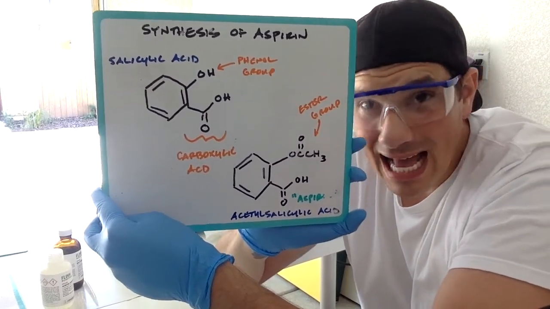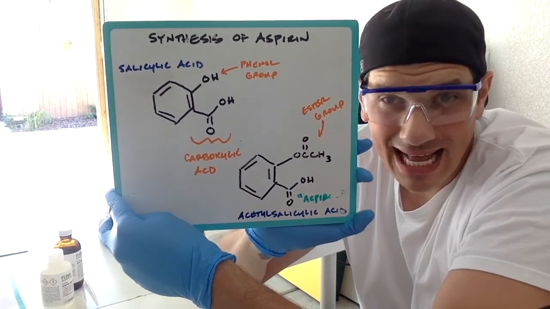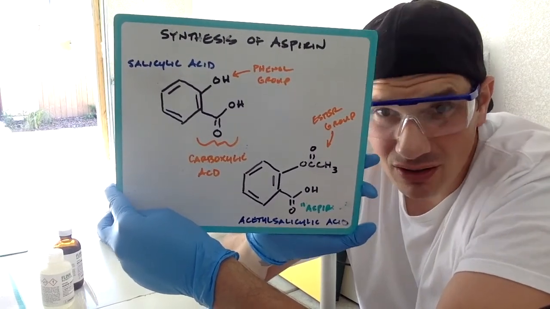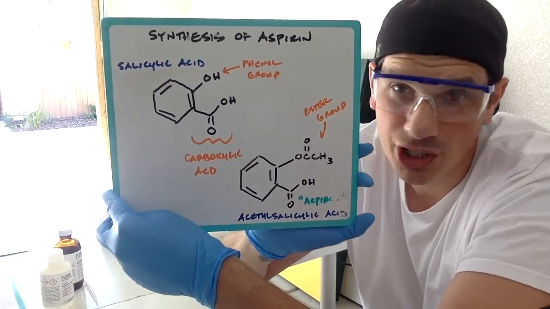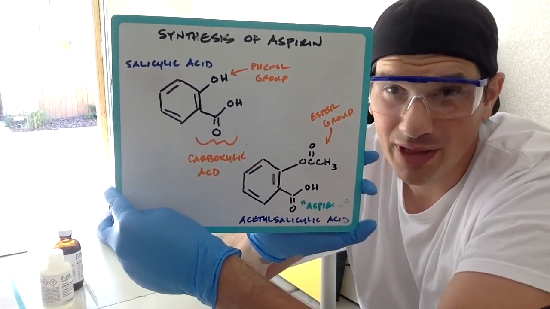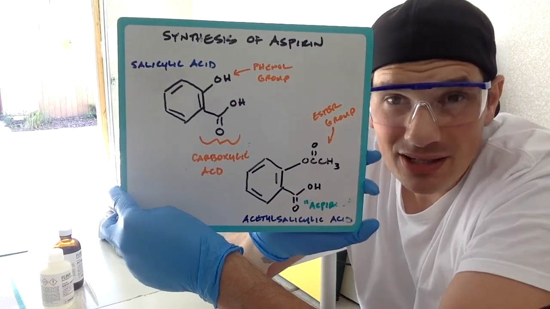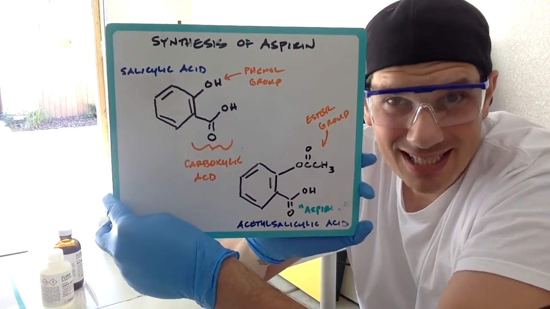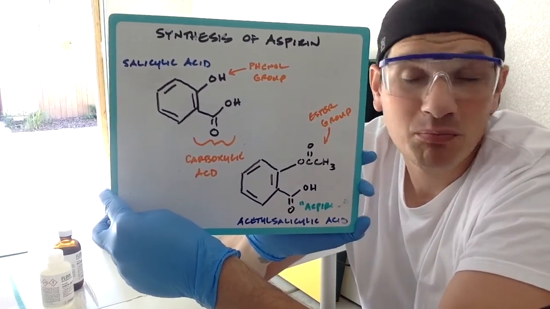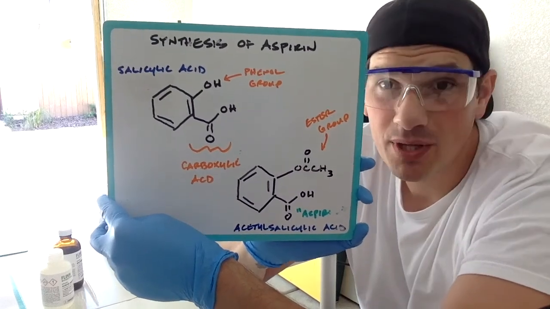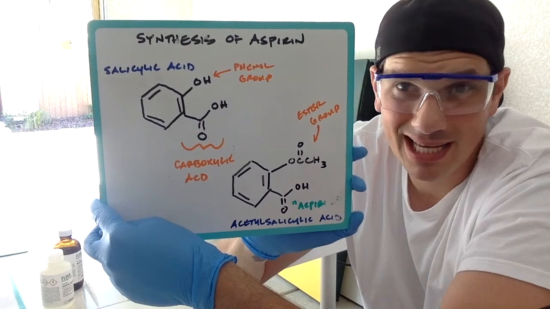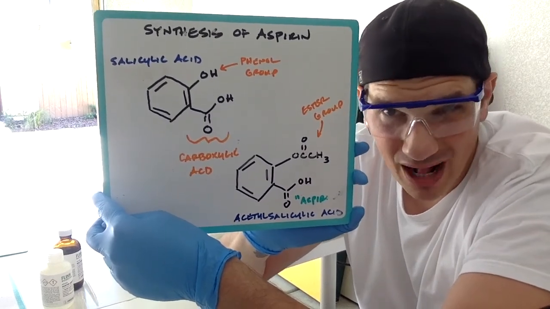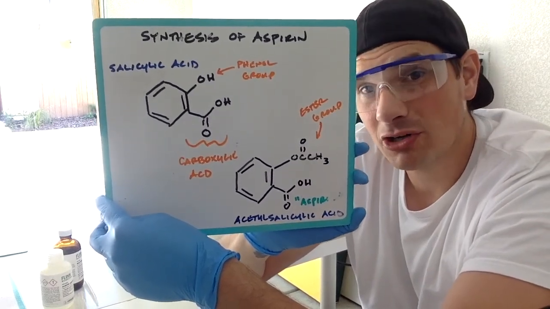He added the ester group onto the salicylic acid, thus creating acetylsalicylic acid. That acetyl comes from the acetic anhydride that we're going to use to throw that ester group on. And acetylsalicylic acid is more commonly known as aspirin. It's the most widely used pain medicine, or fever, inflammation medicine out there. And we're going to make it in our garage today.